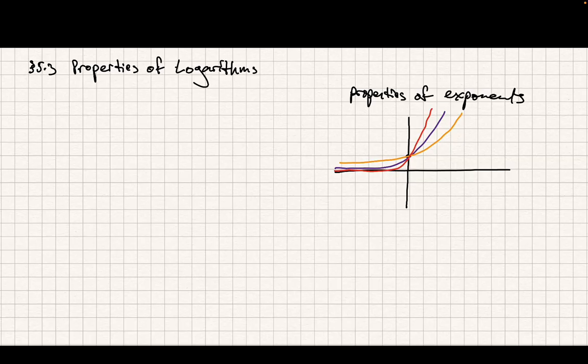So they always go through 0, 1. And as long as we're looking at the graph, what other feature does this have? It grows exponentially. It has a horizontal asymptote of 0. So they all do, right?